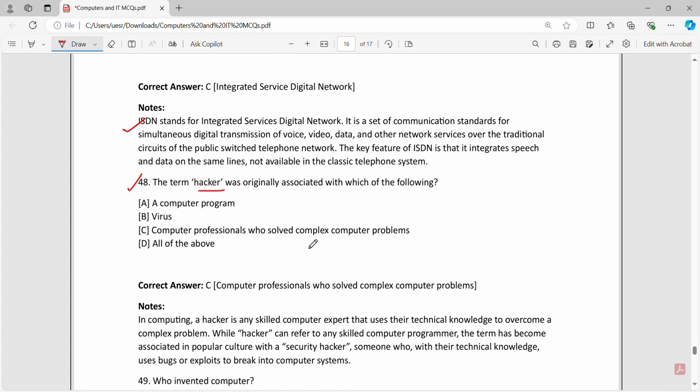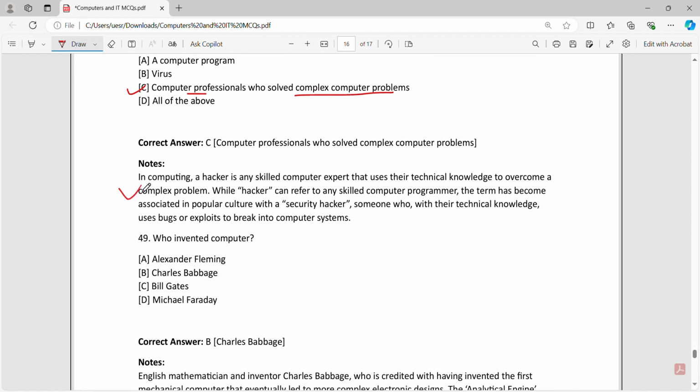Question number 48. The term hacker was originally associated with which of the following? So the answer is C, computer professionals who solve complex computer problems. In computing, a hacker is any skilled computer expert that uses their technology knowledge to overcome a complex problem. While hacker can refer to any skilled computer programmer, the term has become associated in popular culture with a security hacker, someone who with their technical knowledge uses bugs or exploits to break into computer systems.